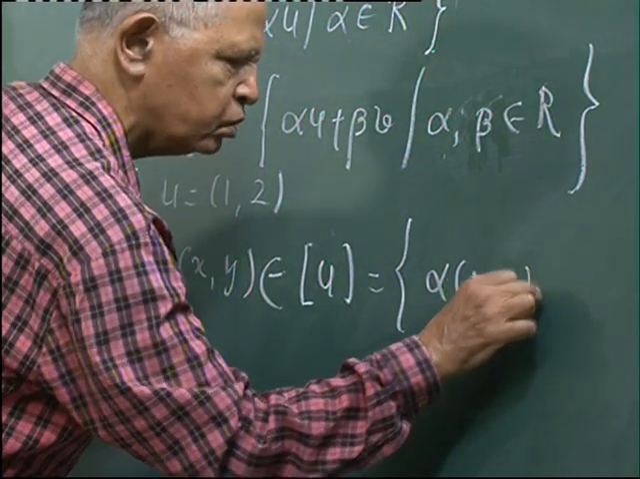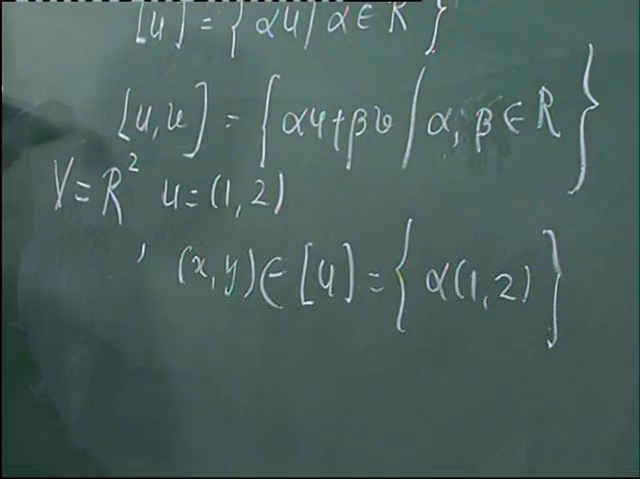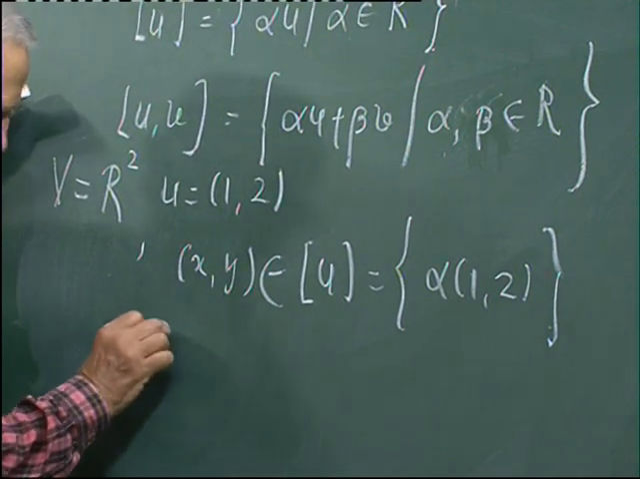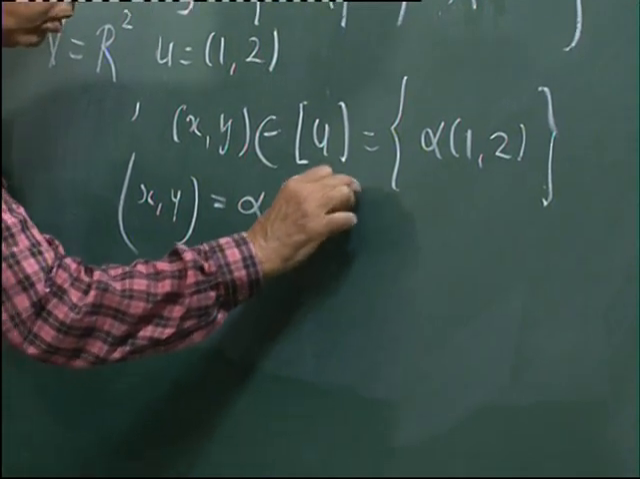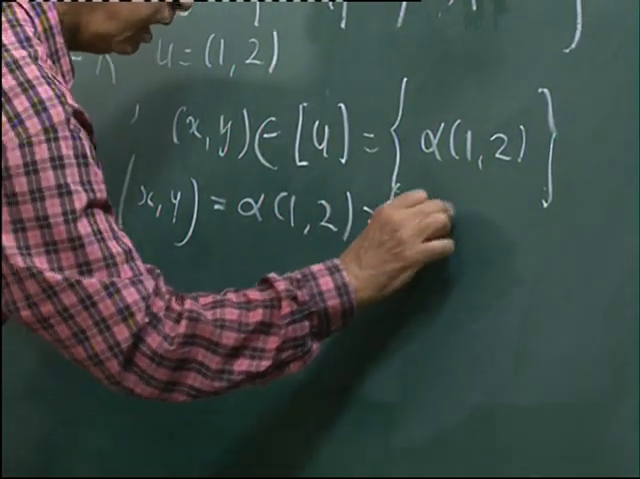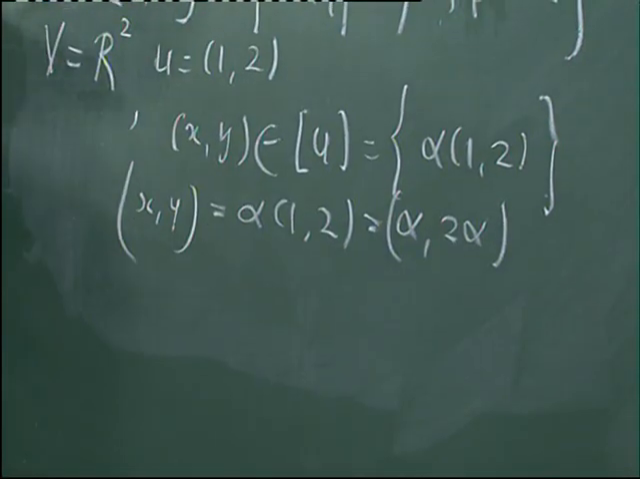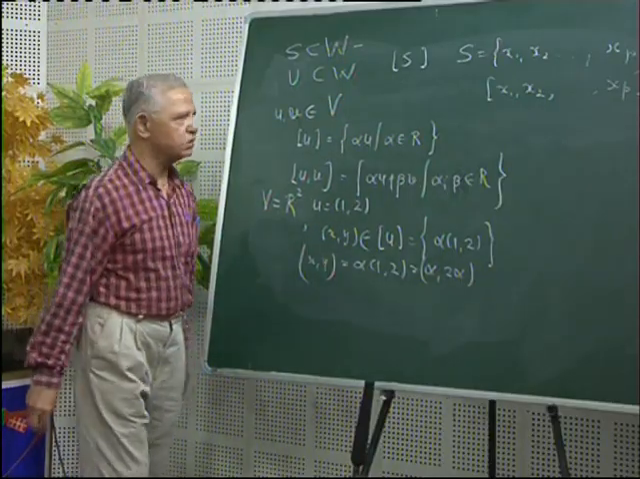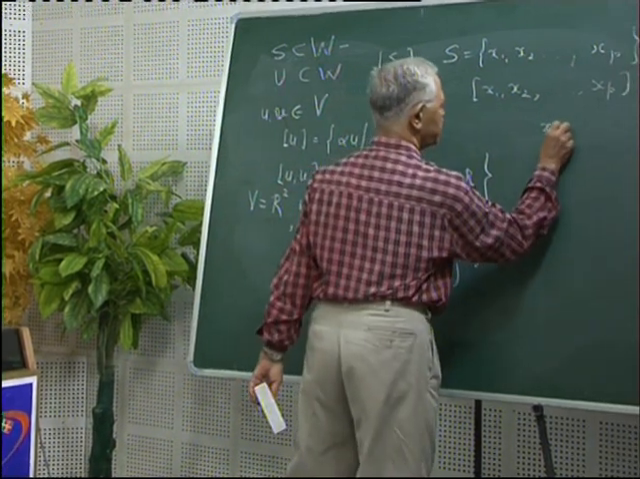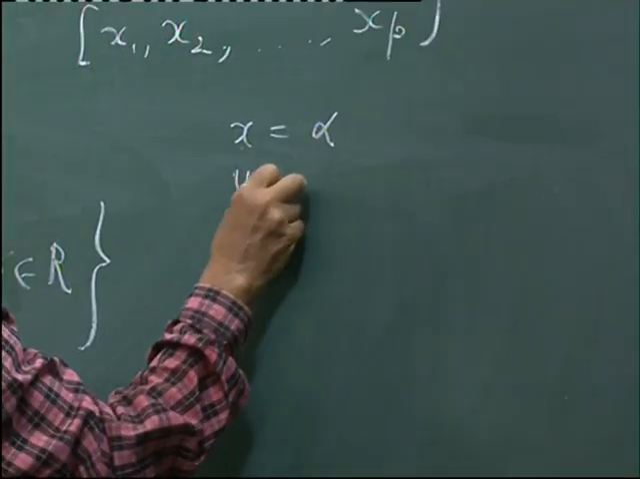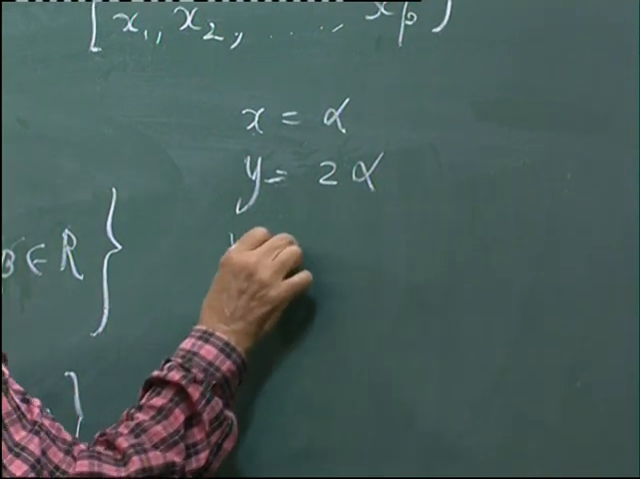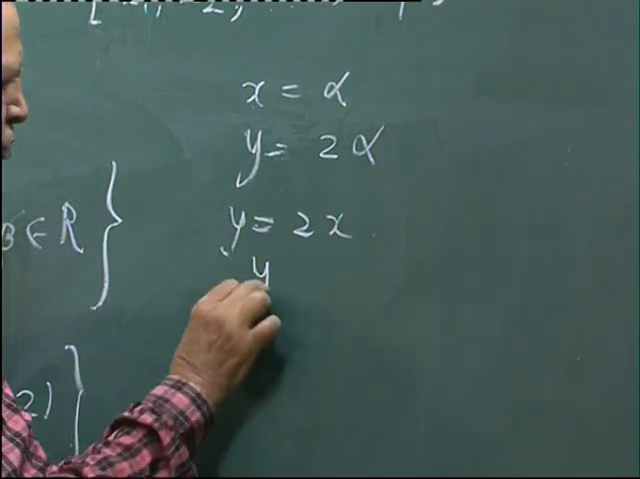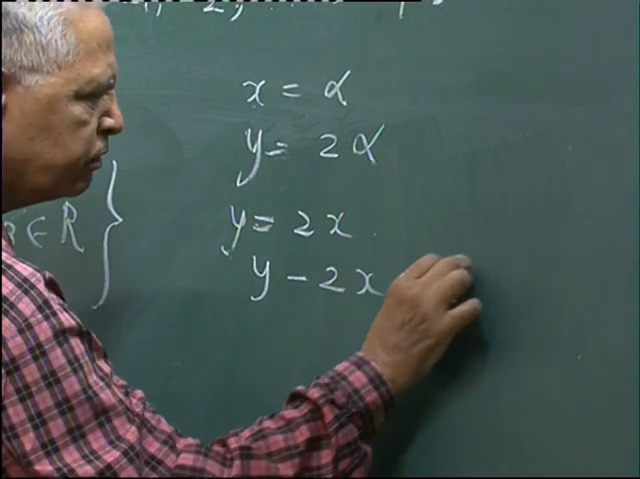of vector (1, 2), where alpha belongs to R. That means the vector (x, y) must be of the form alpha(1, 2), which is equal to (alpha, 2 alpha). Comparing coordinates, we get x is equal to alpha and y is equal to 2 alpha. Eliminating alpha here, we get y is equal to 2x, or y minus 2x is equal to 0.